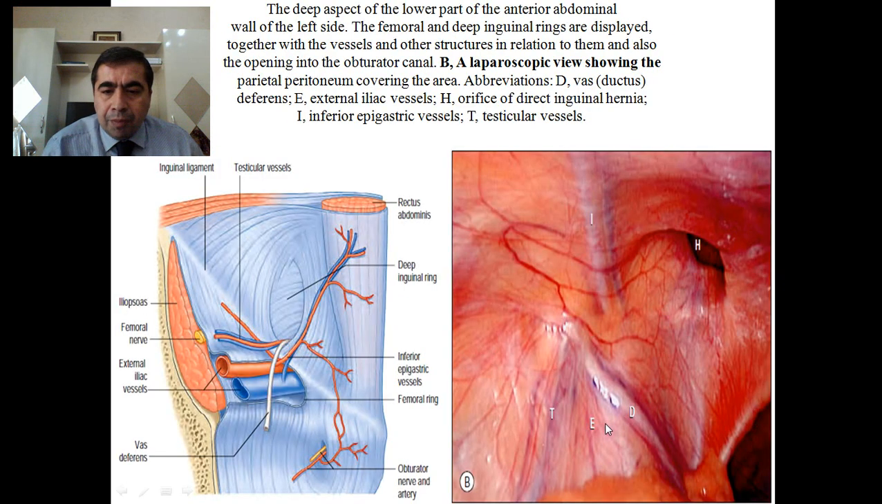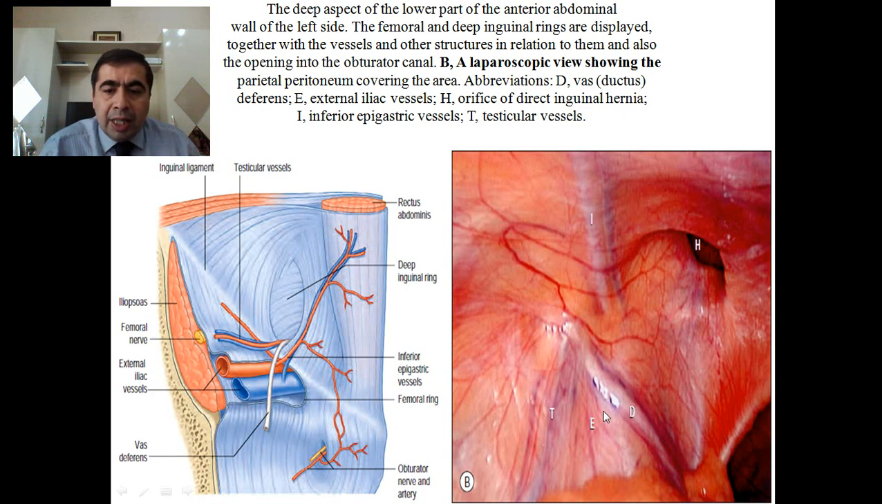Here again, the deep aspect of the lower part of the anterior abdominal wall. The femoral and the deep inguinal rings are displayed together with the vessels and other structures in relation to them, and also the opening into the obturator canal. On B, the laparoscopic view showing the parietal peritoneum covering the area. Abbreviation, D explains the ductus deferens.